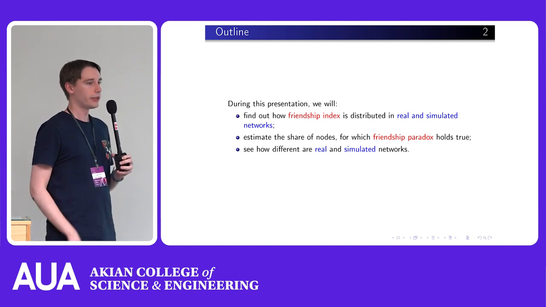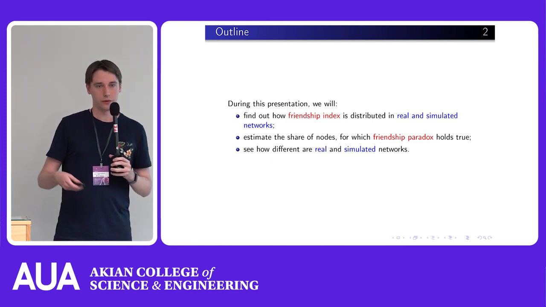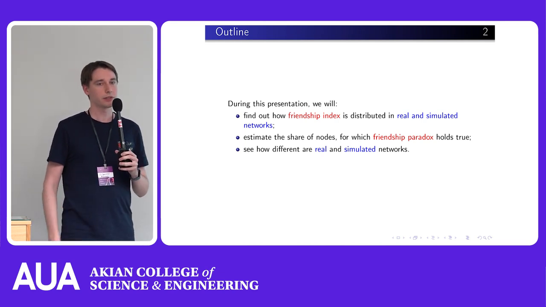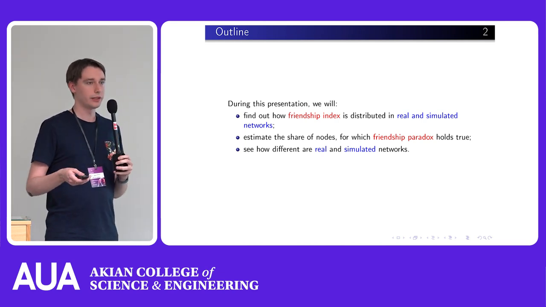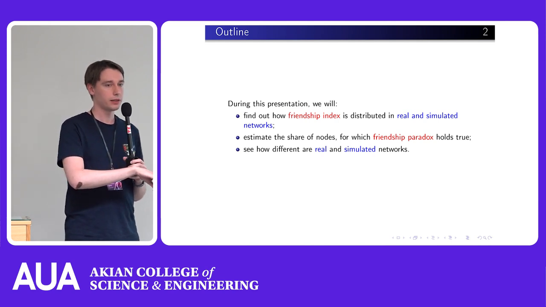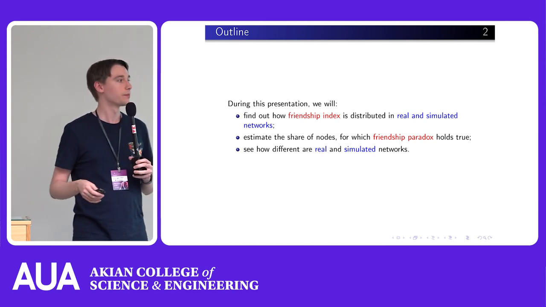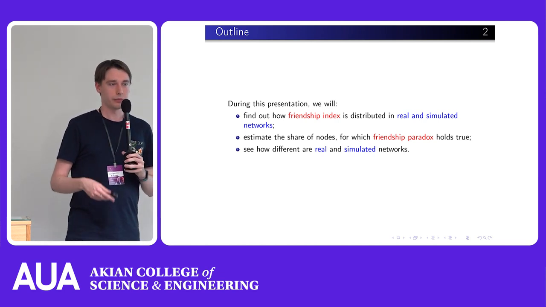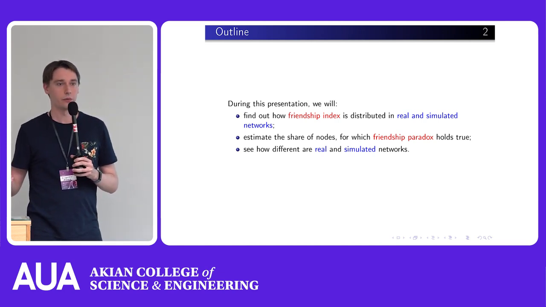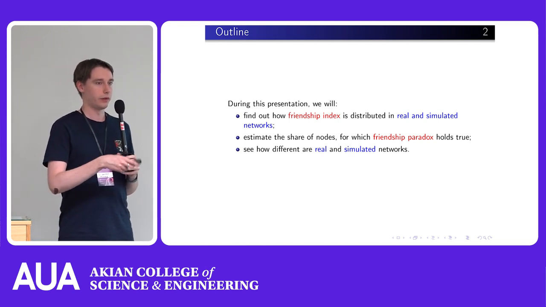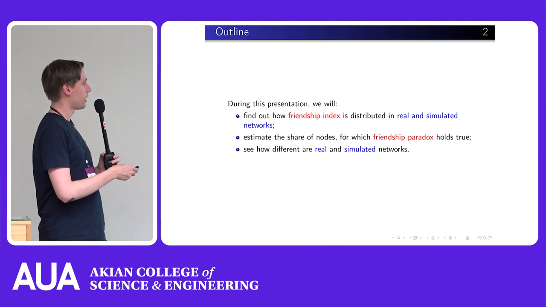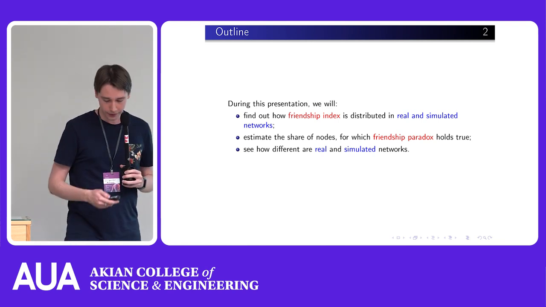In this presentation, we will find out how the friendship index is distributed in real networks, such as social networks, and in simulated networks produced by the Barabasi-Albert model and configuration models. Also, we will estimate the share of nodes for which the friendship paradox holds true, or in other words, for which the friendship index is higher than one. And we'll see how different real and simulated networks are. Okay.